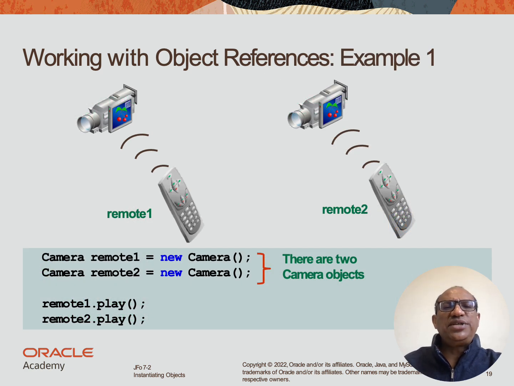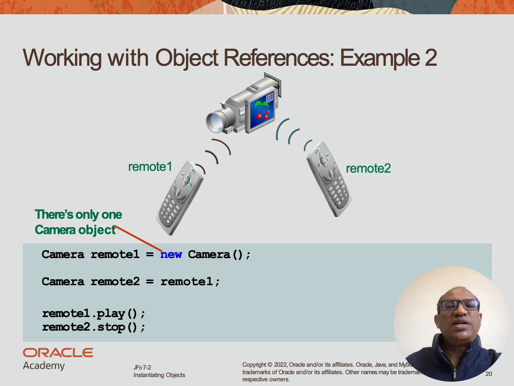There are two camera objects in this example. Each camera has its own unique remote. Remote 2 won't work on Remote 1's camera, and Remote 1 won't work on Remote 2's camera. This reflects how in Java two different objects can be instantiated with their own unique references. These references can be used to call methods on their respective objects.